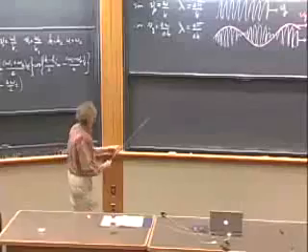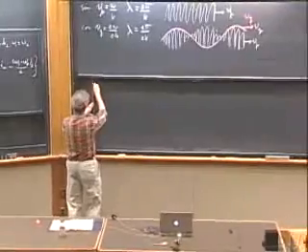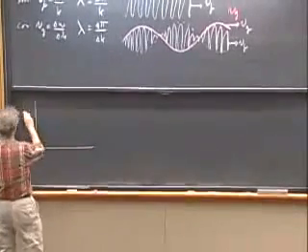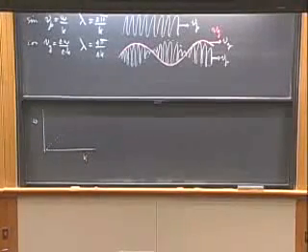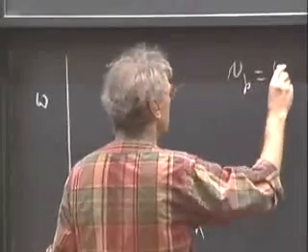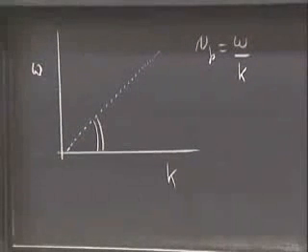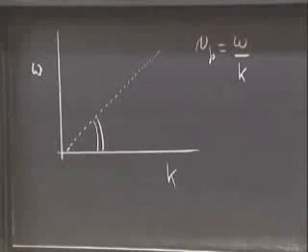I'll make you an omega-k diagram of a non-dispersive medium, which is very boring. So this is omega versus k, and this is a non-dispersive medium. Straight line. It's clear that V phase, which is omega divided by k, is indicated by this angle, by the slope, and is the same. Independent of omega, it's everywhere the same. That is the definition of a non-dispersive medium.